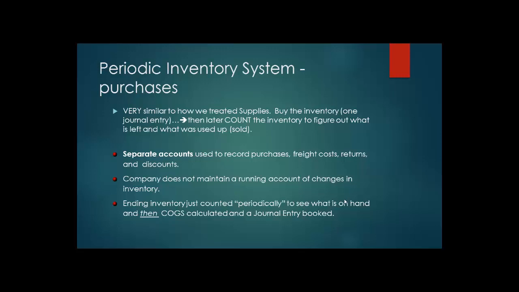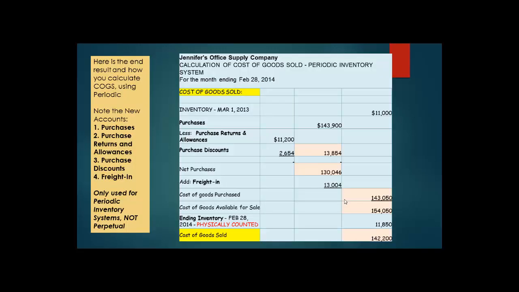Company does not maintain a running account of changes in inventory, as I already said. Inventory is counted periodically to see what is on hand, and then cost of goods sold is calculated and a journal entry is booked to adjust the accounts, and we do it periodically.